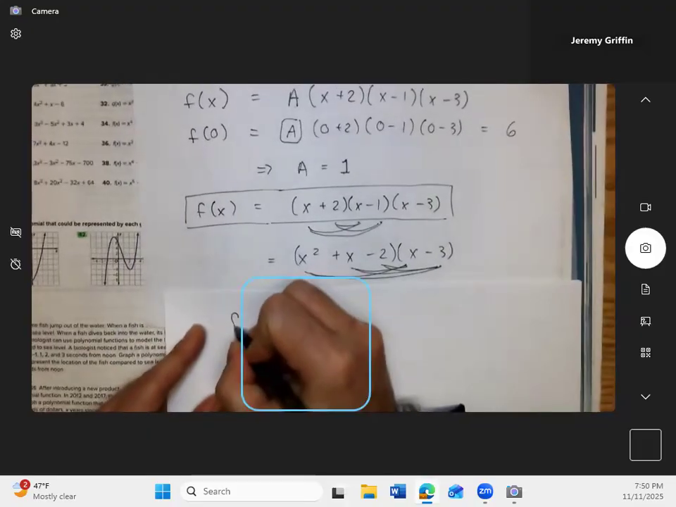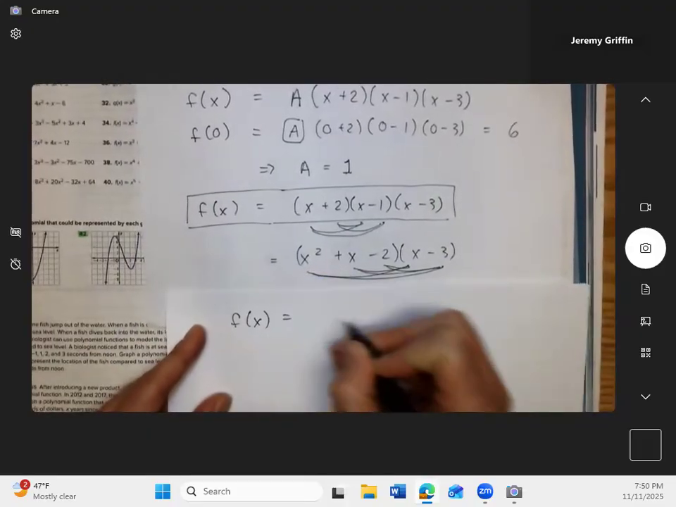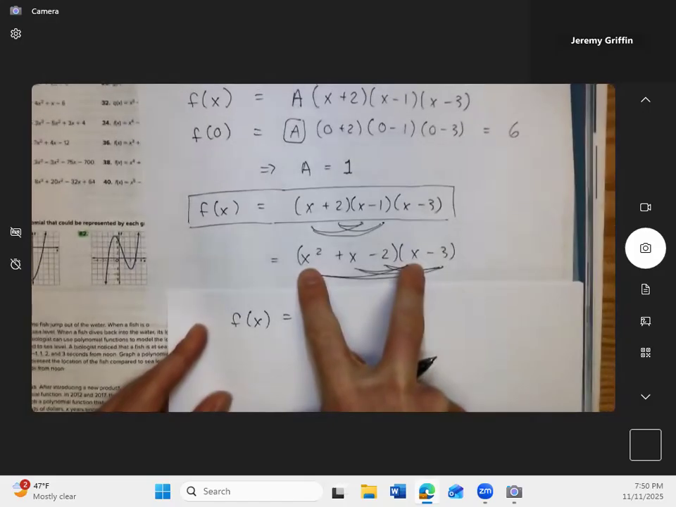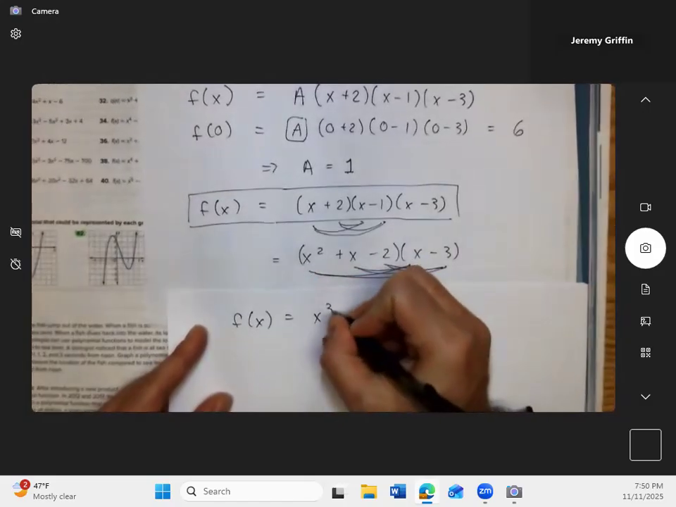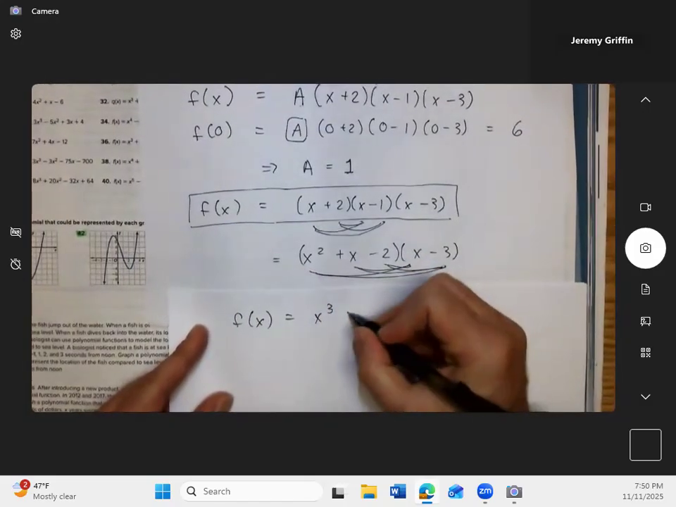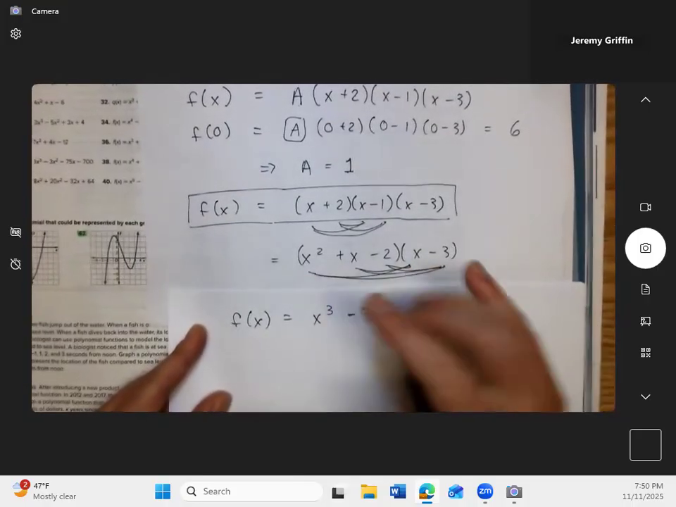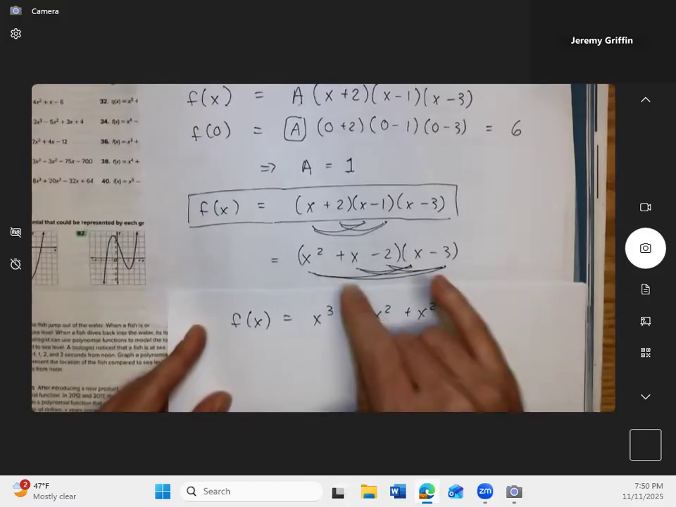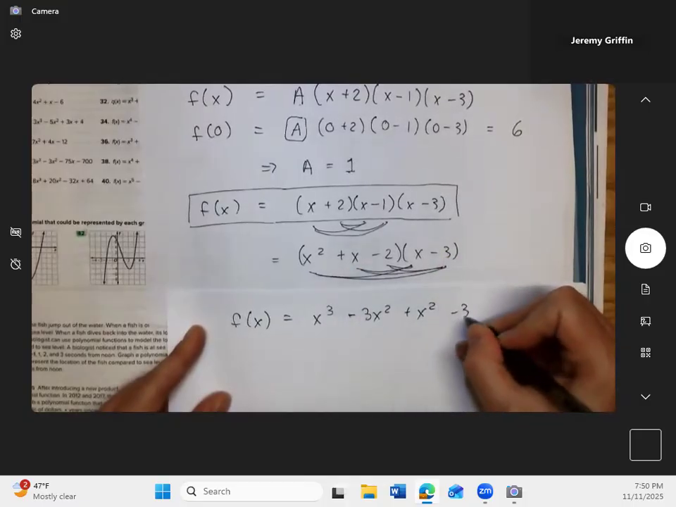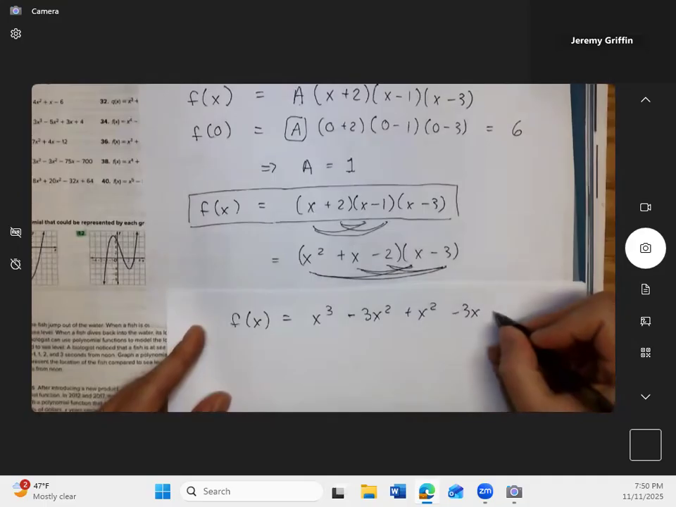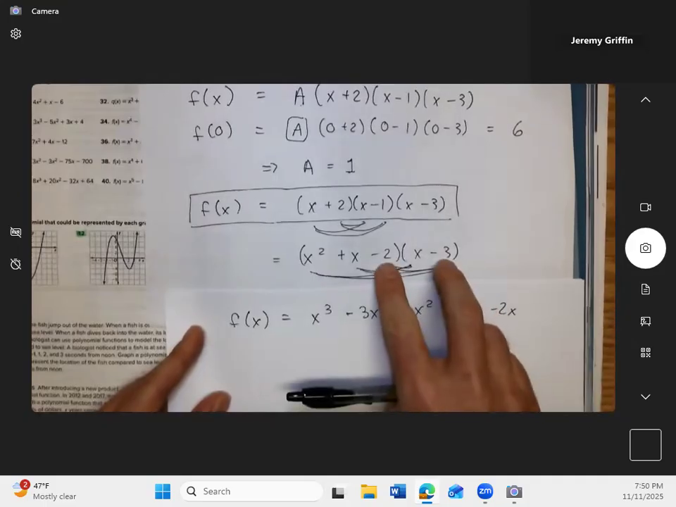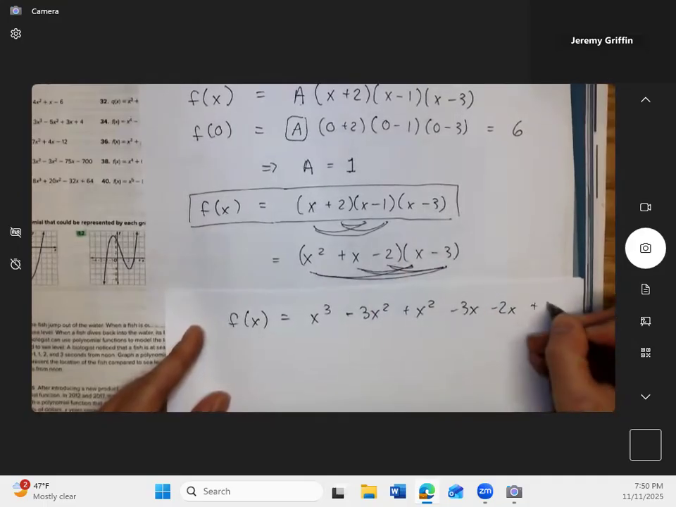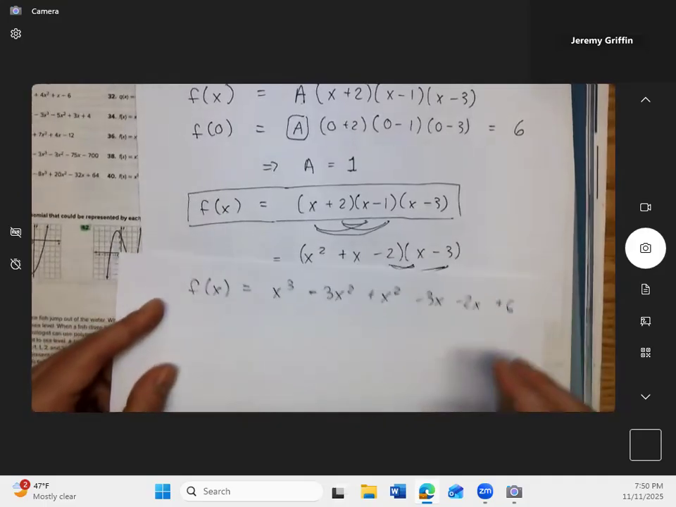So f of x equals, I got x to the power of 3 from x squared times x is x to the 3. We got minus 3x squared. We got plus x squared. And then minus 3x. And then minus 2x. And -2 times -3 is positive 6. So this is the expanded form, and I can do one more thing here.